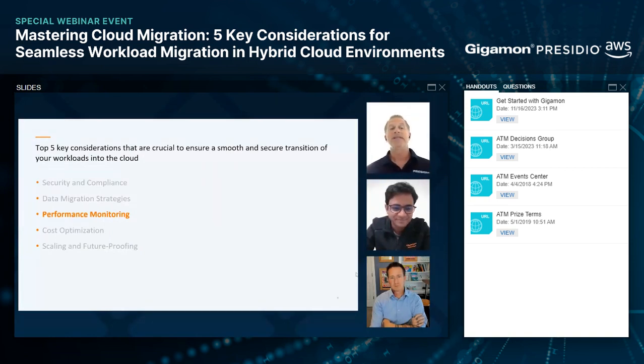Let's jump to the next topic, performance monitoring. Everybody is keenly interested in performance monitoring, what it means, how to set up metrics, what kind of tools to use, things of that sort. David, do you want to take the first crack at it, or Srinivas, your choice?